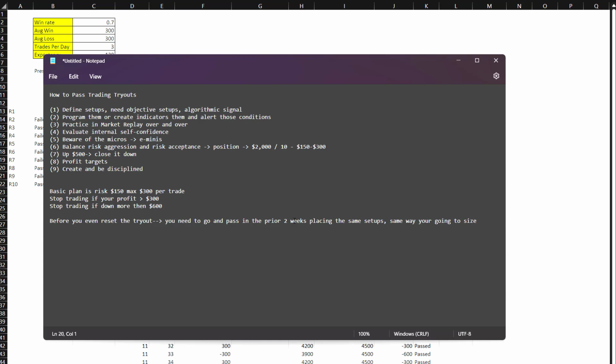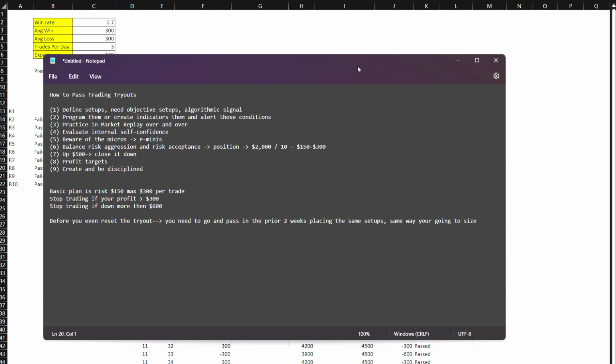So any week you're going to do the tryout, you should have passed the prior 2 weeks. Okay, most recent 2 weeks you need to pass. You want to go back further and pass in 3 weeks or whatever, that's fine too. But you know, that's how this is. So before you even do it, make sure you pass the prior 2 weeks.